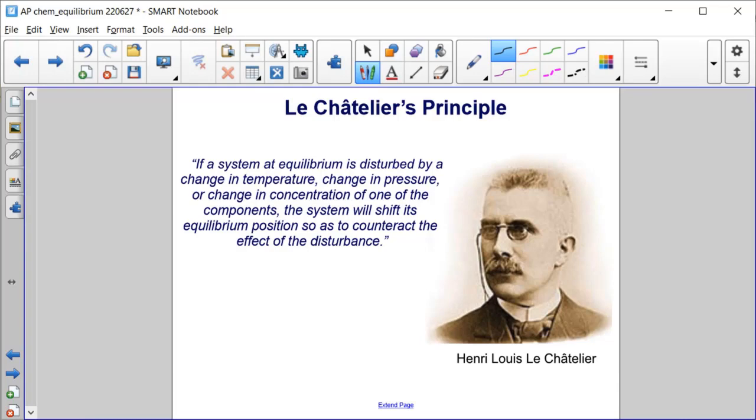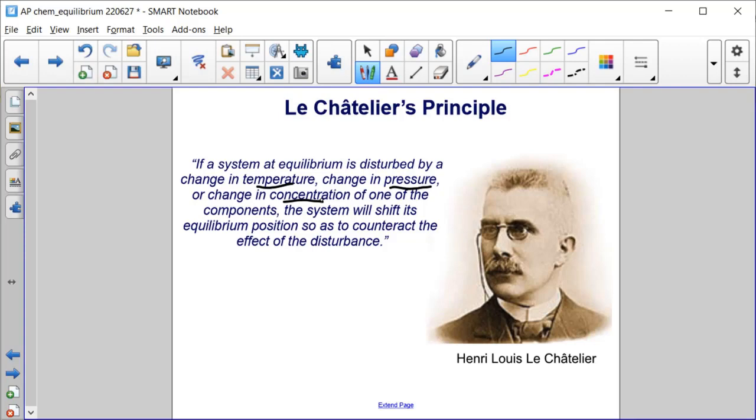If a system at equilibrium is disturbed by a change in temperature, pressure, or a change in concentration of one of its components, the system will shift its equilibrium position so as to counteract the effect of the disturbance.